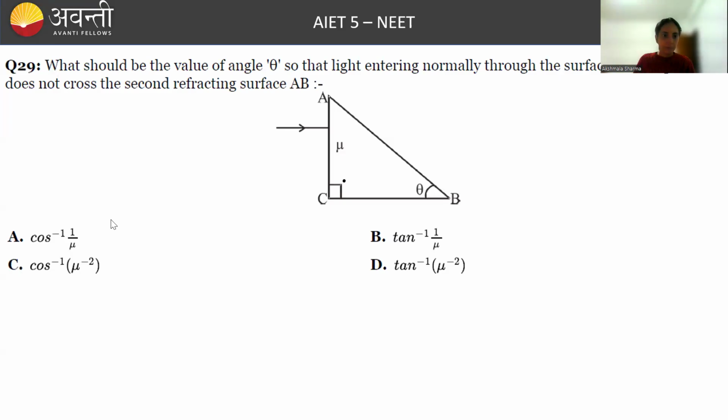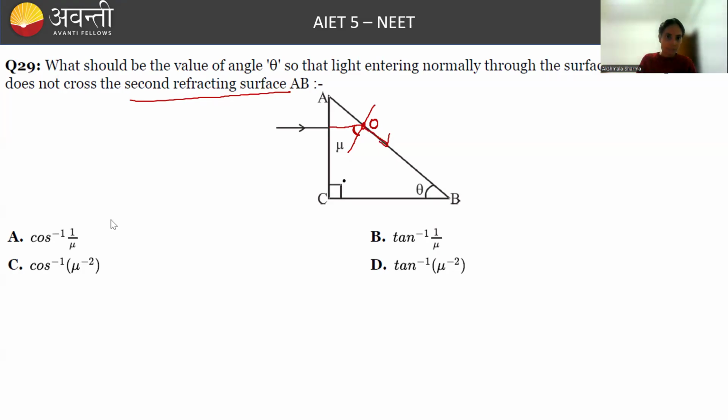So let's look at the question, read the question. What should be the value of theta so that light entering normally to the surface AC of a prism does not cross the second refracting surface? So if it is coming here like this, draw the normal over here. If it is not able to cross AB, it means total internal reflection is happening at this point O. And for that, this angle should be at least equal to the critical angle. In that case, it will graze the surface.